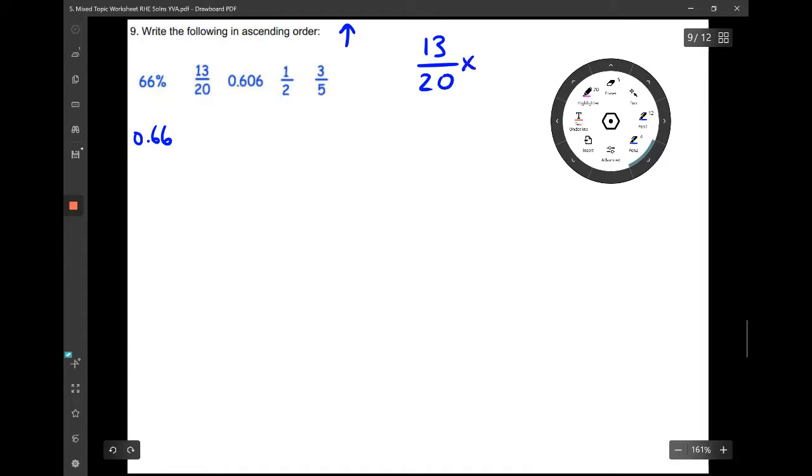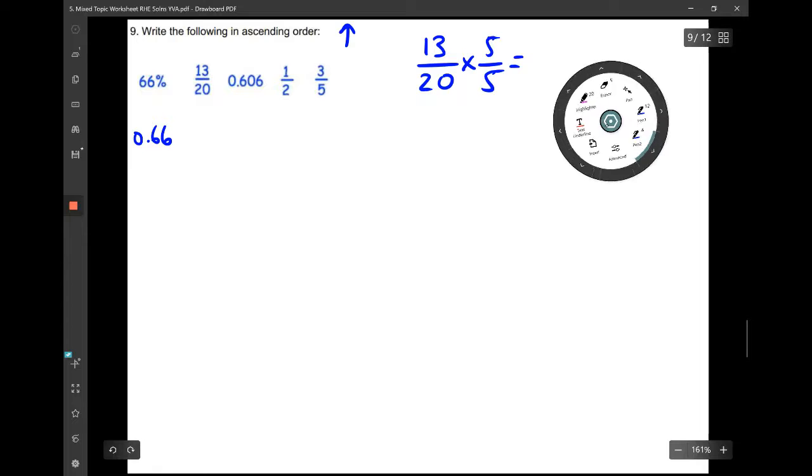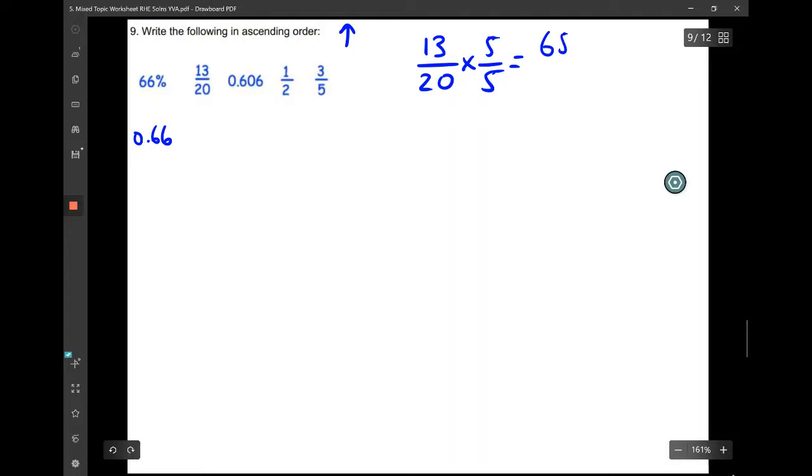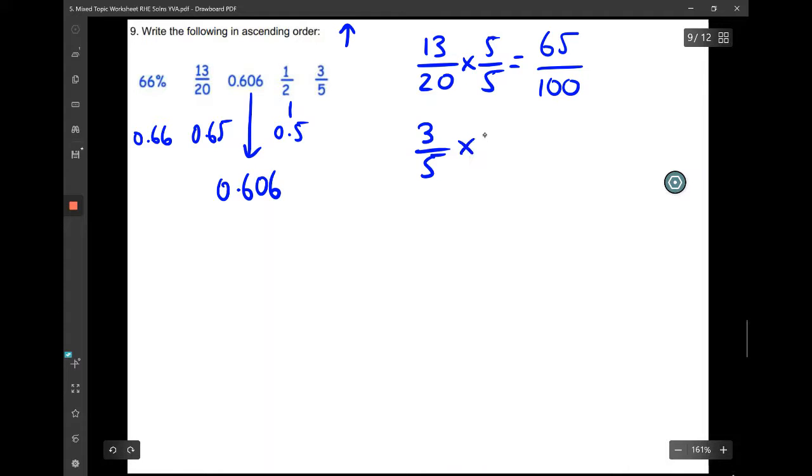13 over 20. If I multiply that by 5 over 5, I'm going to get 13 times 5, which is 65. And 20 times 5 is 100. So that's going to be 0.65. This one is already a decimal, so it's 0.606. This one is nice and easy, 0.5, that's a half. And 3/5, you might already know this, but if you don't, you can multiply it by 2 over 2 to get 6 over 10, which is 0.6.